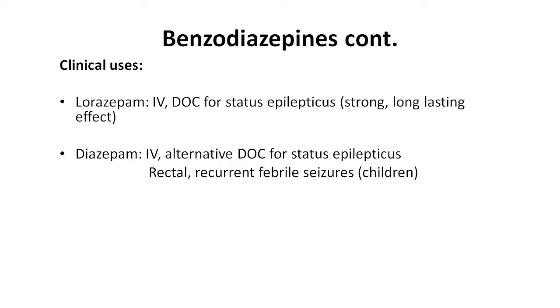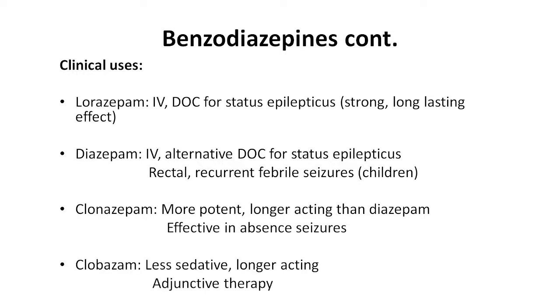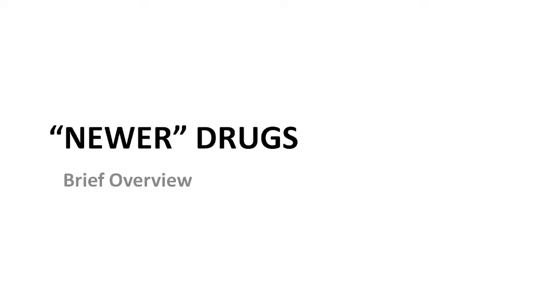Diazepam, other than status epilepticus, is also very important for febrile seizures in children. And the route of administration, you may have read this in your general pharmacology: rectal route, the example being rectal diazepam in children for febrile seizures. Okay? Then clonazepam is effective in absence seizures. Clobazam is less sedative and longer acting, so it is used a little more as an add-on drug for seizures. So these are the 4 benzodiazepines.